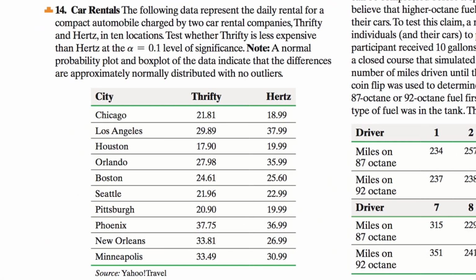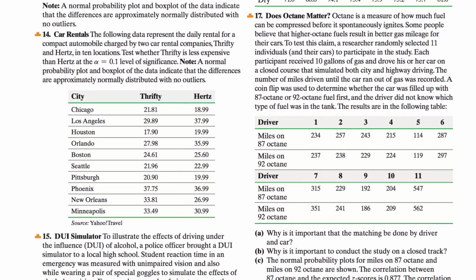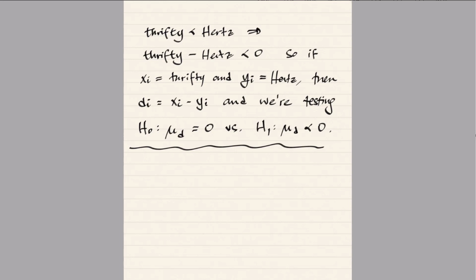Now, rereading the problem here, there is a crucial phrase which we hope you're going to notice. It says, test whether Thrifty is less expensive than Hertz. And so that kind of gives us an insight regarding where we're going to go from there. They're asking us to test whether Thrifty is cheaper or less than Hertz. So if you were to treat this as an inequality and subtract Hertz from both sides, you would end up with Thrifty minus Hertz is less than 0.